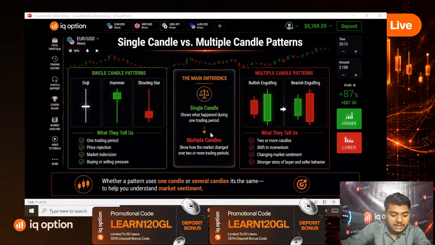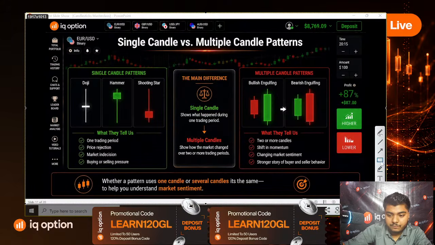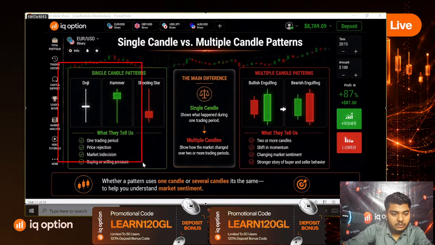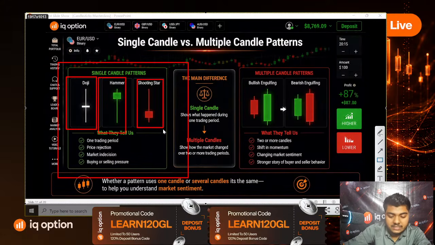Let's compare them, guys. On the left side here, we have single candle patterns such as dojis, hammers, and shooting stars. These are single candlestick patterns, and they can show rejections, indecisions, and changes in buying and selling pressure.